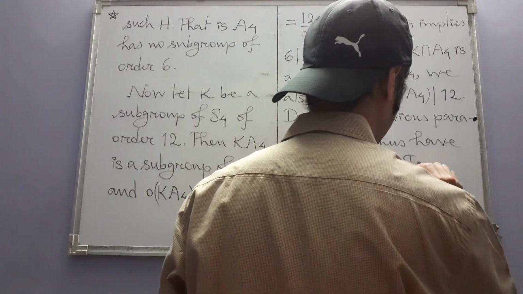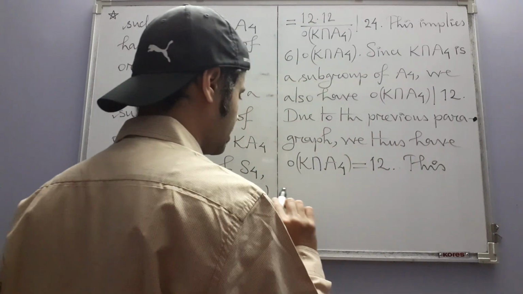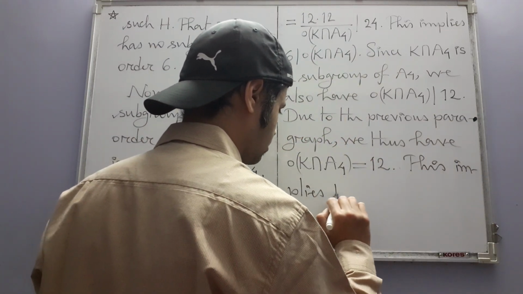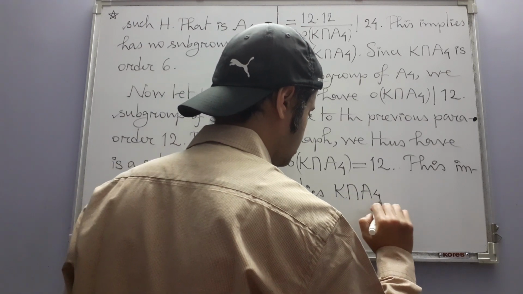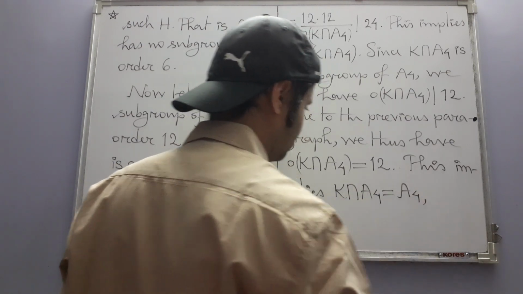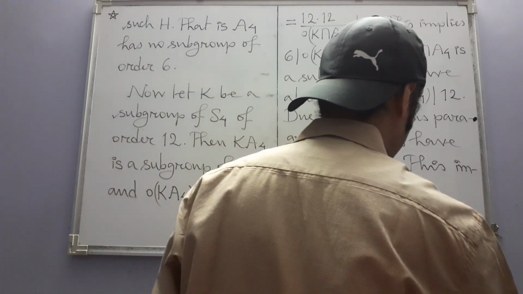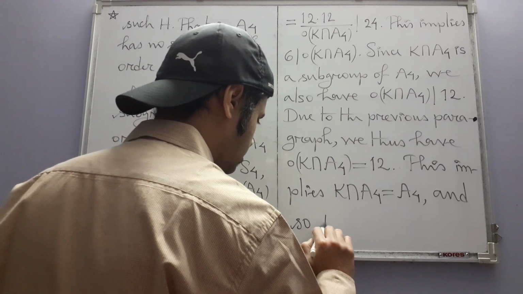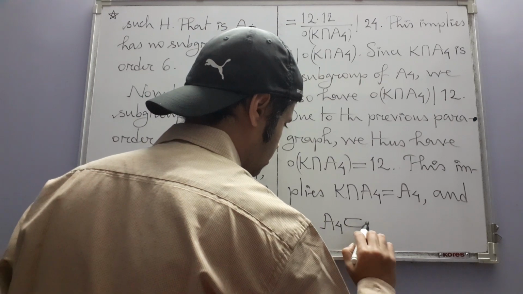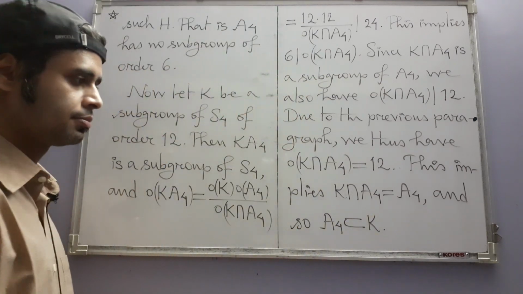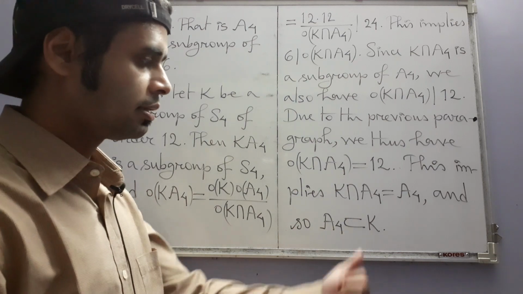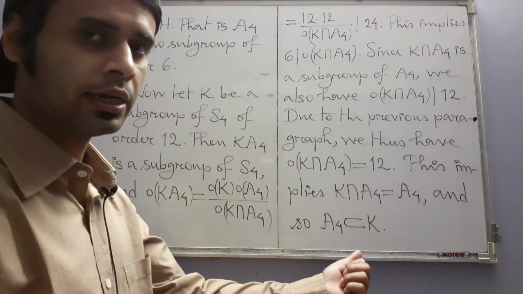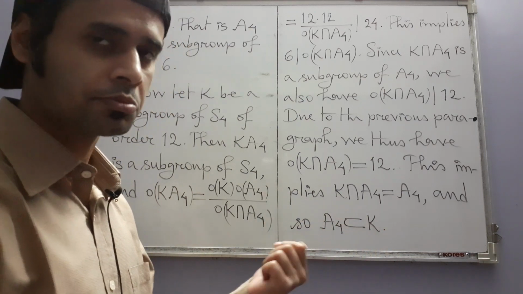Thus, or rather I should write, this implies that the intersection is A4, which in turn implies that A4 is contained in K. But again, A4 and K both have 12 elements. So this containment along with that fact implies that they must be equal.